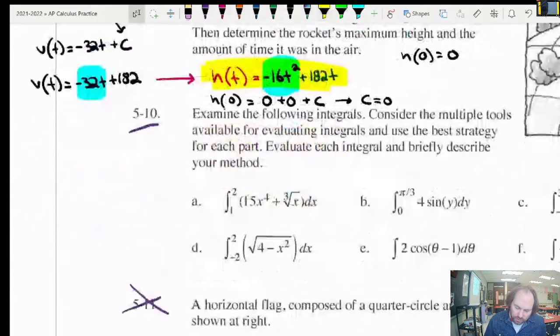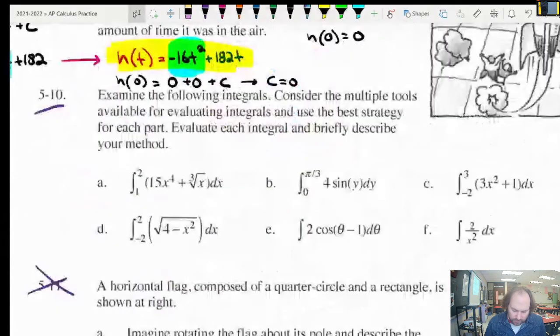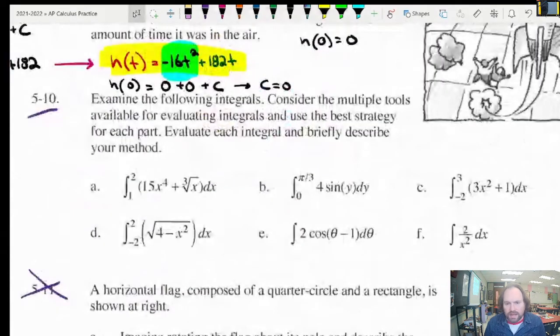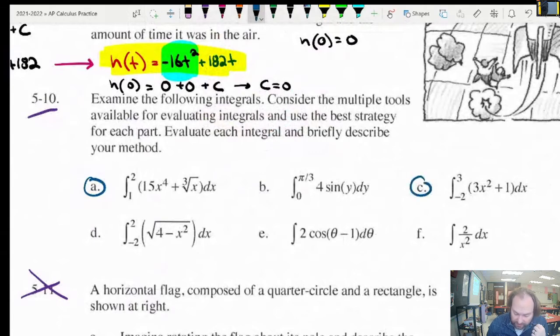5.10 is the last question. We're just going to review some integral rules things. Because this video is already approaching the 30-minute mark, I do want to just run through some solutions with you. The ones that you could do without a calculator are A and C, and I think that's it right now. I suppose you could do B and E. You could do B without. I mean, to be fair, these could be no calculator questions.